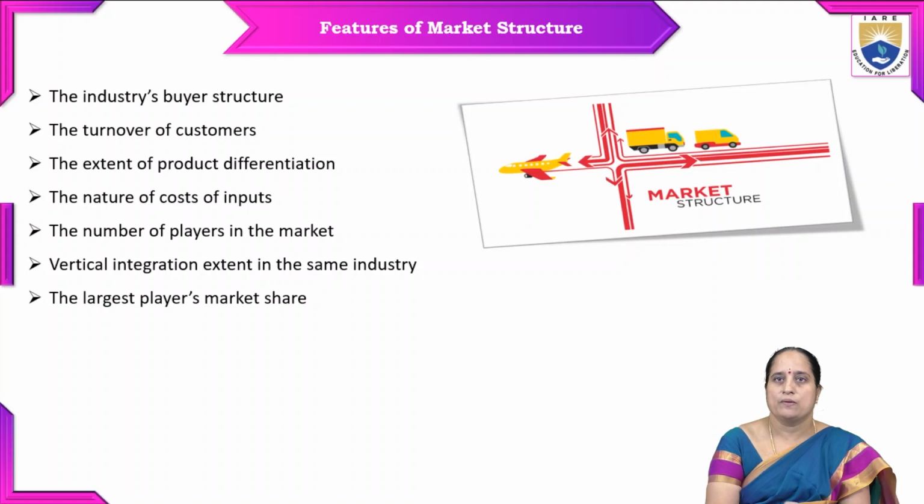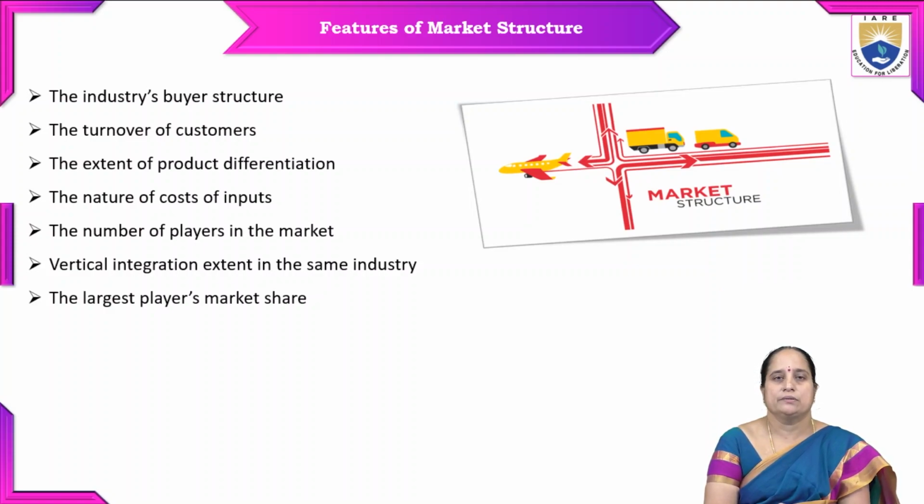Based on that also we can decide the type of structure. The nature of cost of inputs: different companies incur different kinds of cost, whether fixed cost is more than variable cost, or other inputs like raw materials and labor cost. All those things we consider. Again, it depends on whether it is a manufacturing good or a service, whether it is tangible or intangible. Basing on that, the cost of inputs also varies from one type of market to another.